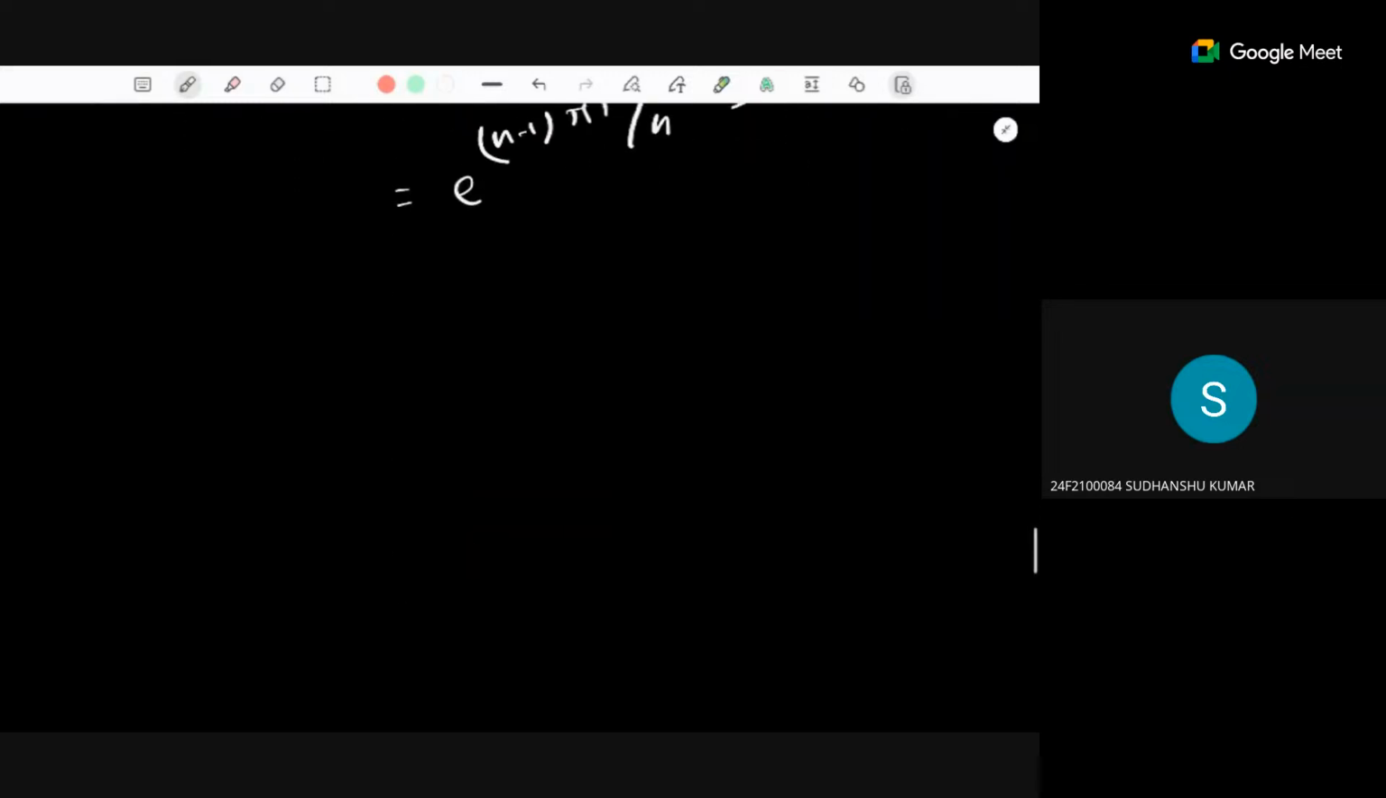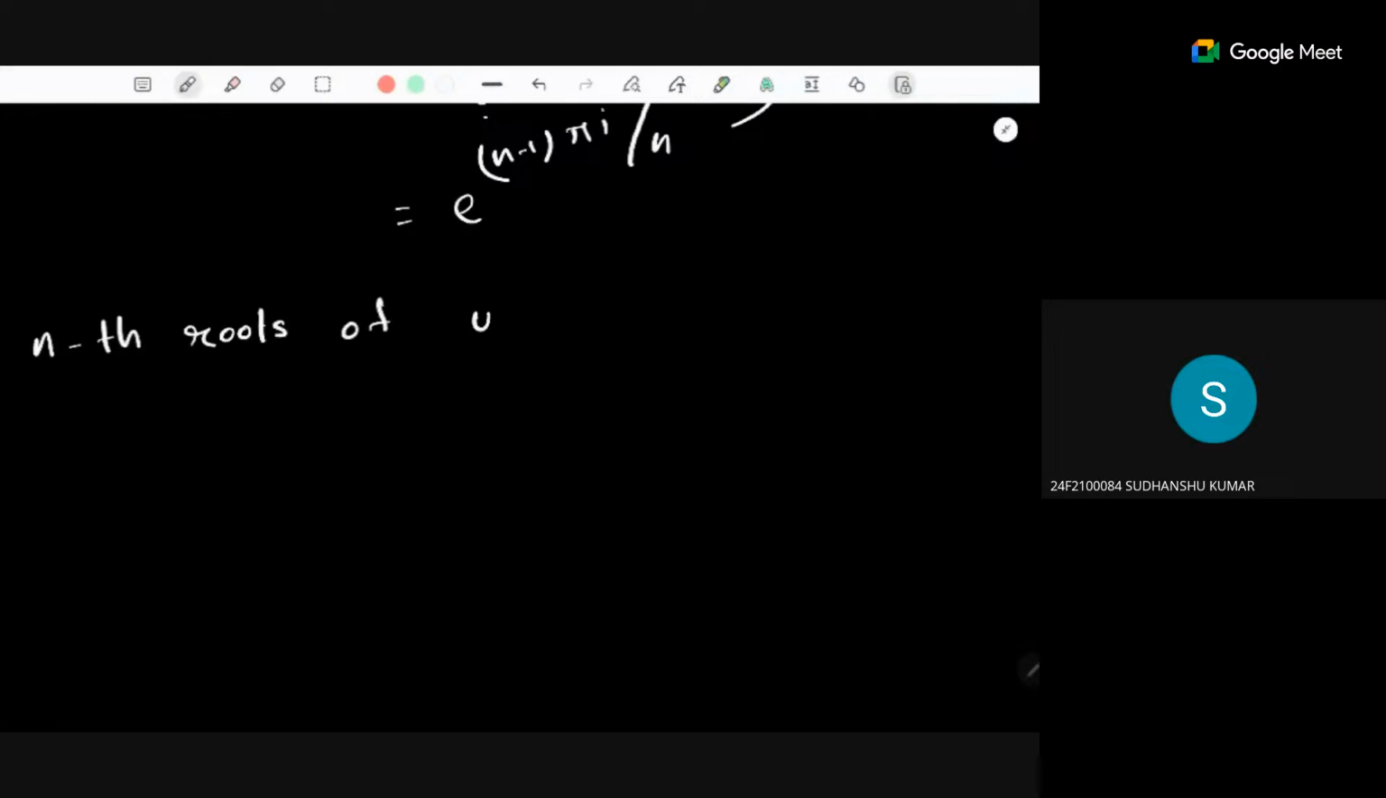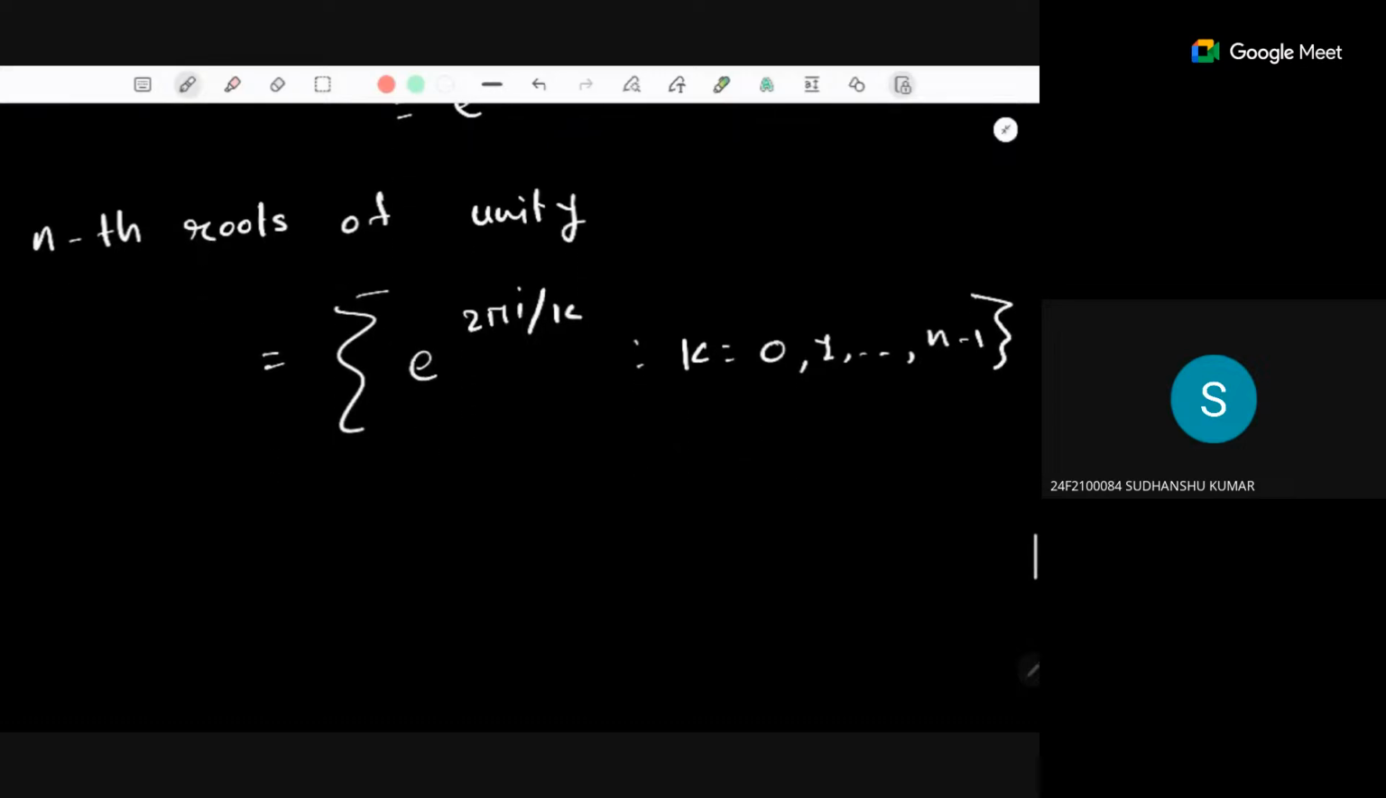So this also can be written in terms of a set. We can say that the nth roots of unity are e to the power 2 pi iota by k, where the value of k can range from 0 to n minus 1. Or you can take the value of k from 1 up to n. These two sets are the same. So these are the nth roots of unity.